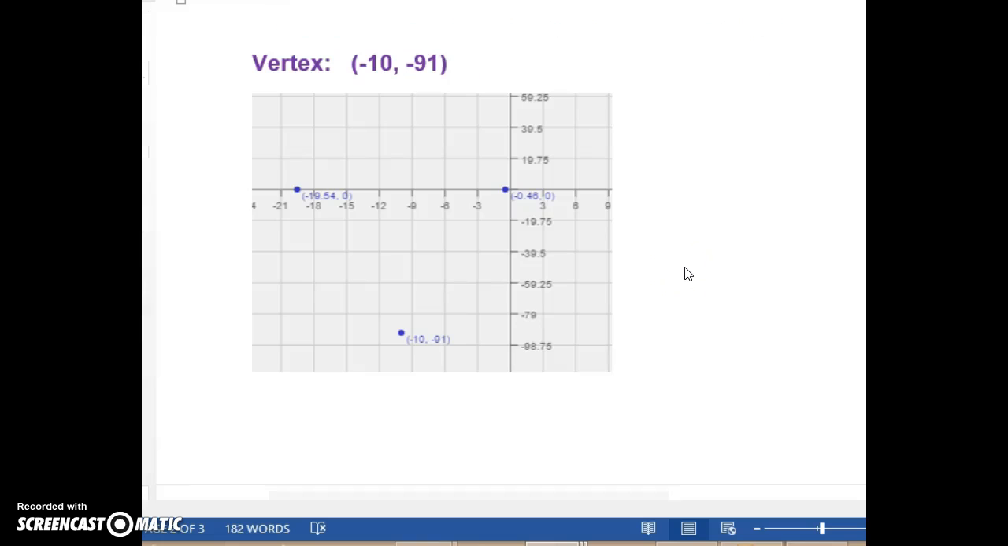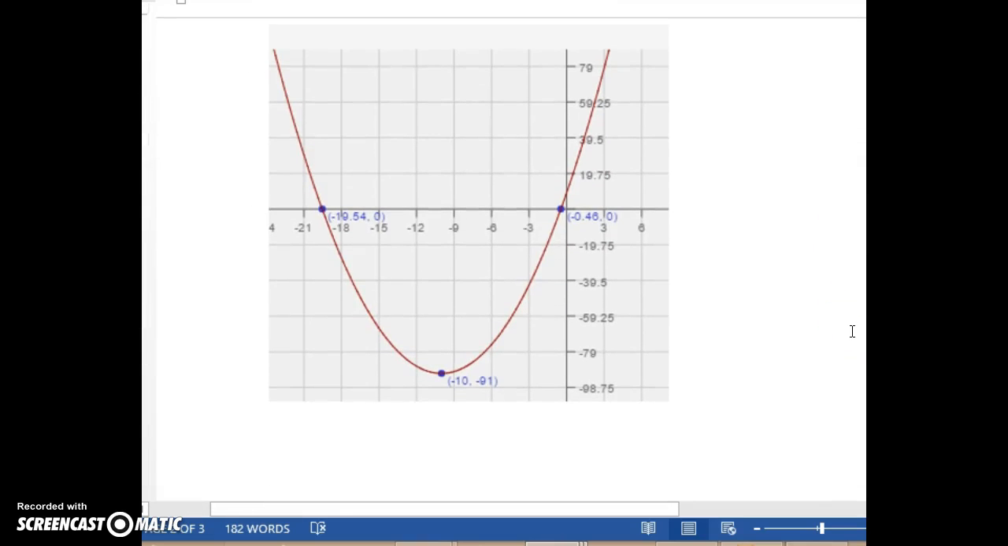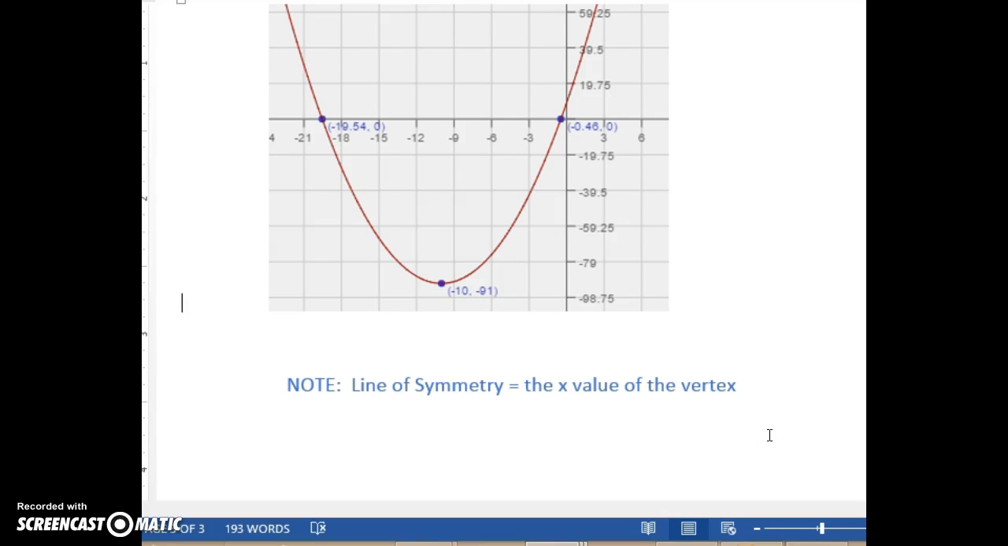And now you have the two x-intercepts and your vertex plotted. You can create your parabola now, and here's what it would look like with the vertex, the two x-intercepts, and drawing the parabola, which is symmetrical. Just on a side note, to connect another topic we were learning about is the line of symmetry, which is just the x value for the vertex. The line of symmetry cuts the parabola exactly in half, which makes it symmetrical. Hence the reason we call it the line of symmetry.